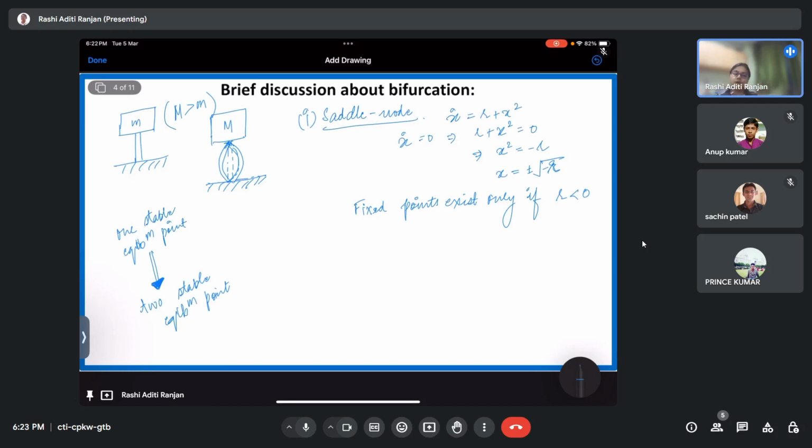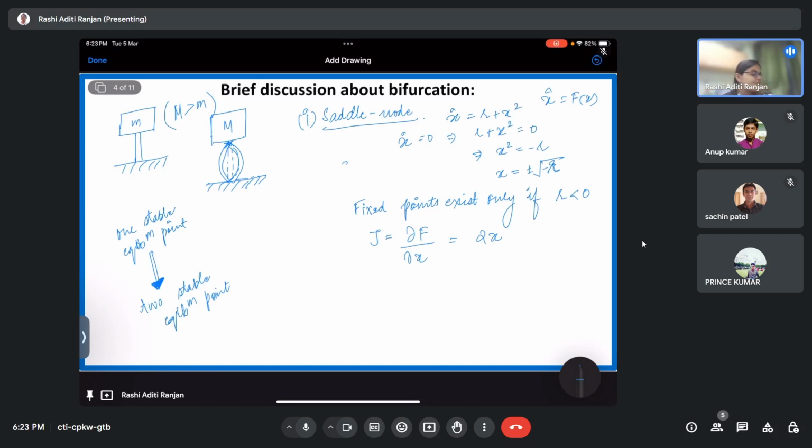Now coming on to finding how the stability is changing. I know that I'm going to have no fixed point for r greater than 0, and I'm going to have two fixed points for r less than 0. But what happens to the stability of those fixed points? Whether it is stable, unstable, saddle, or whatever. So let us find out. First I find the Jacobian. So how am I going to find the Jacobian? If I assume this x dot is equal to f of x, then my Jacobian will be equal to 2x.